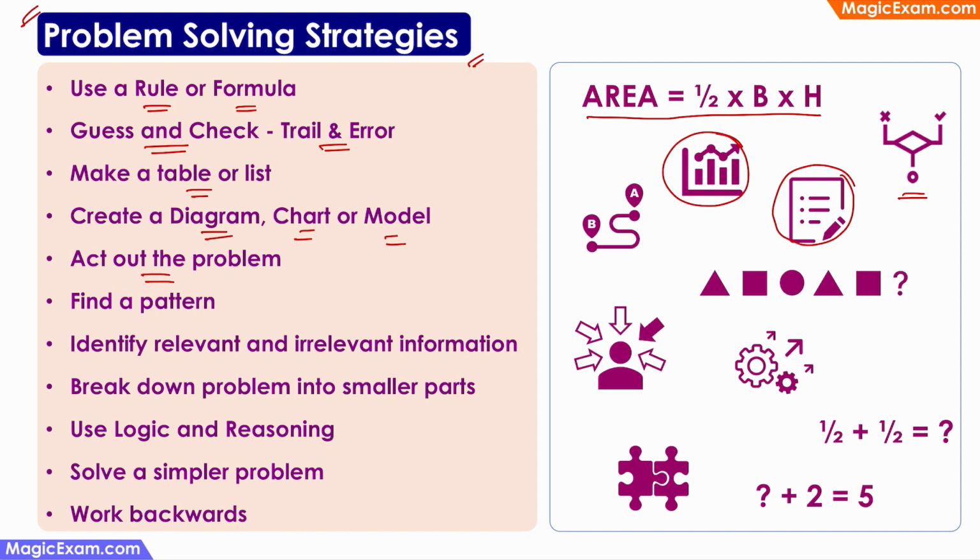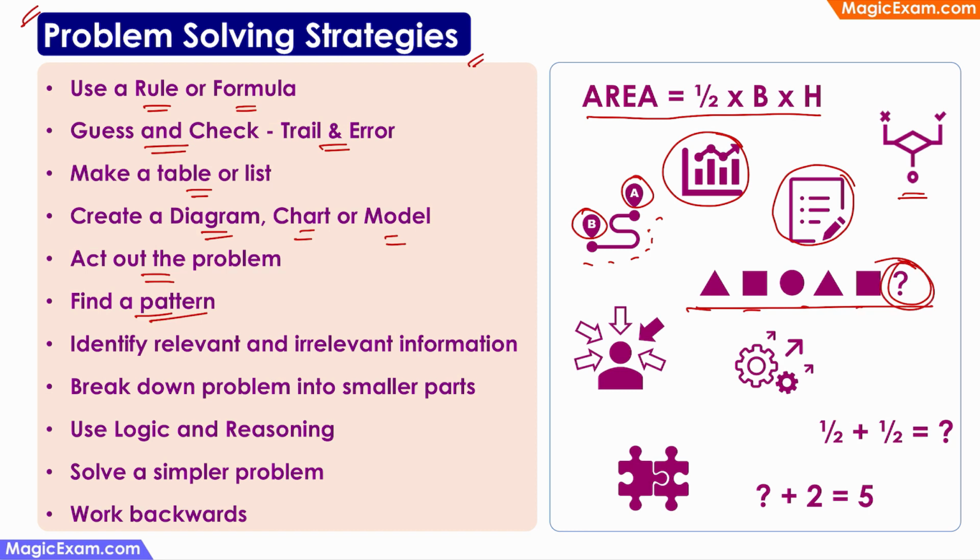For example, if I lose my keys, then I try to walk the same path again. That is, if I started from A and walked till B and I lost my keys somewhere in the middle, I try to retrace my steps so that I'm acting out the problem and see if I can find my keys that way. Sometimes you may need to look at the problem and see if there is a pattern, because if you are able to identify the pattern, then you can solve the problem.